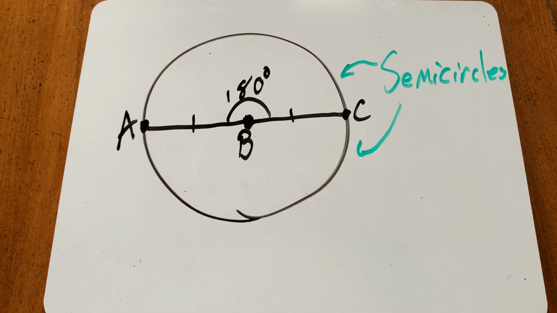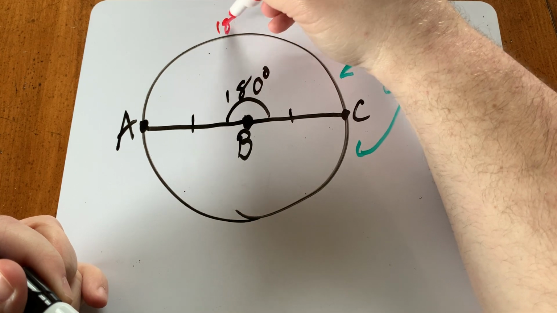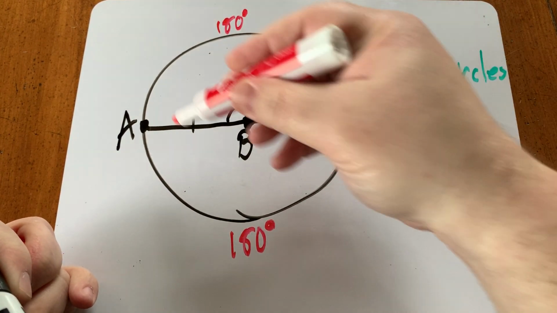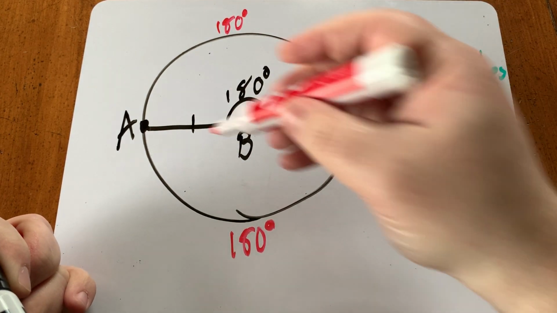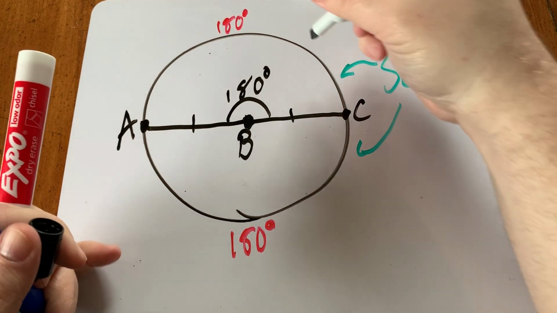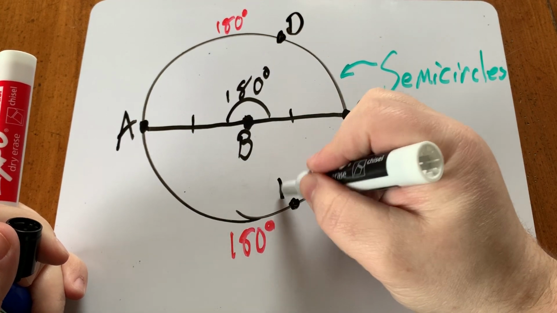Now, both of those semicircles will have a measure of 180 degrees. So this one will be 180 degrees. This one will be 180 degrees, but we can't just call it arc AC because there's two with the endpoints of A and C. So what we need is another point to differentiate between them. So I'll put a point D there, I'll put a point E here.